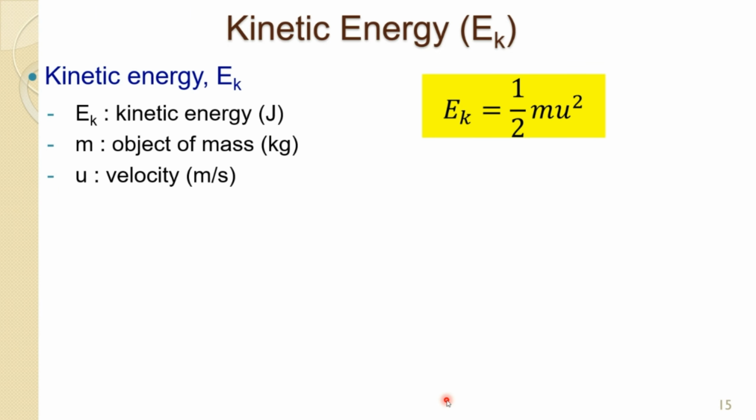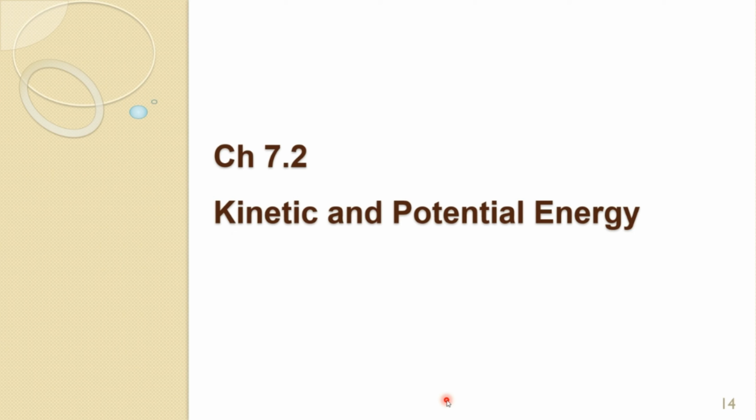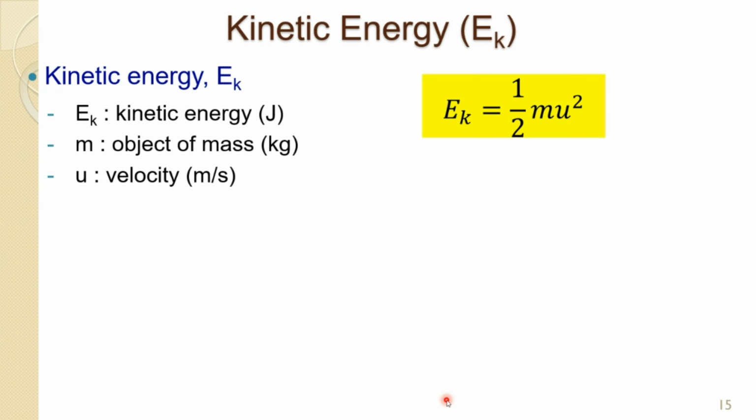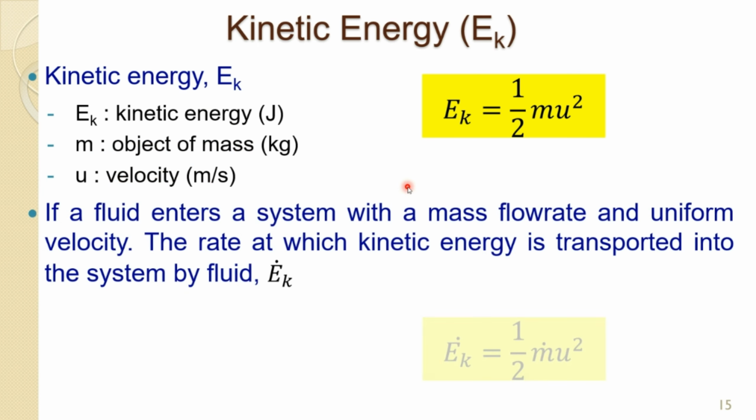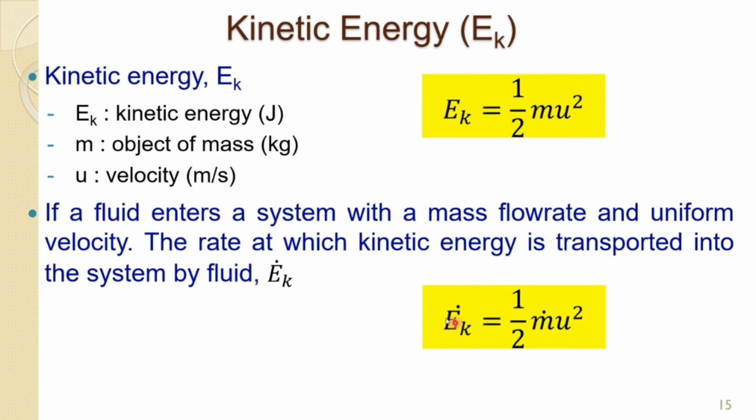Right, so let's move to section 7.2, kinetic and potential energy. So for the kinetic energy, you know that E sub K stands for kinetic, right? Equal to half of the mass times the velocity to the power 2, right? So you understand this kinetic energy: M is the mass of the object, and this is velocity. So this is what we learn in high school.